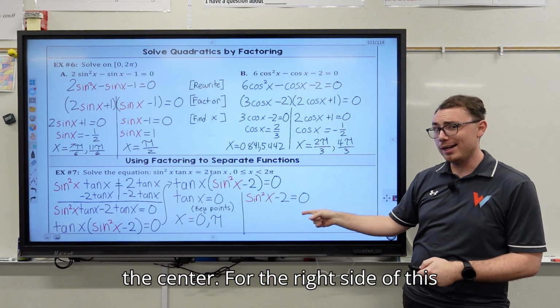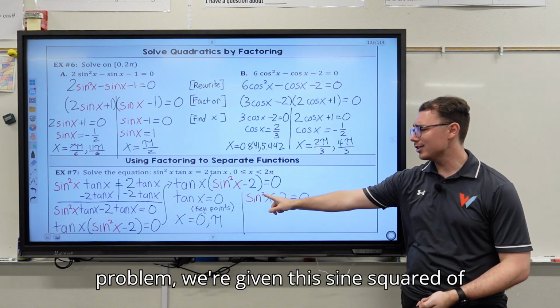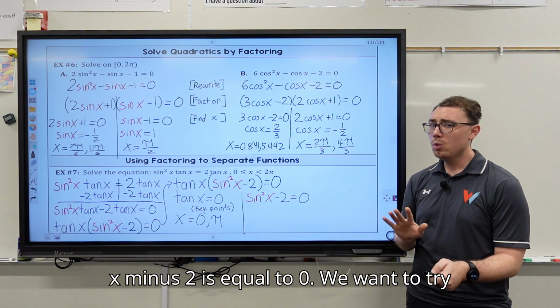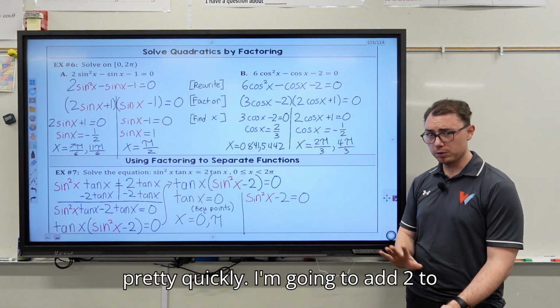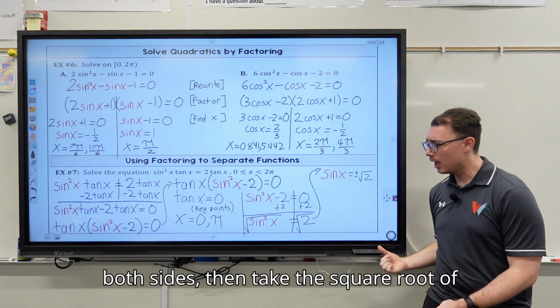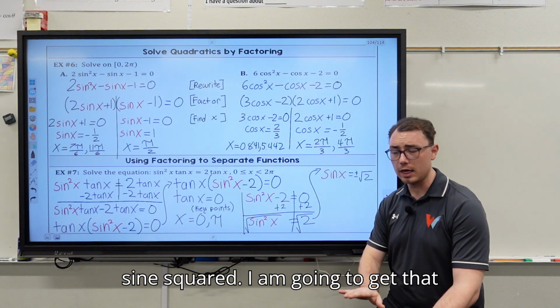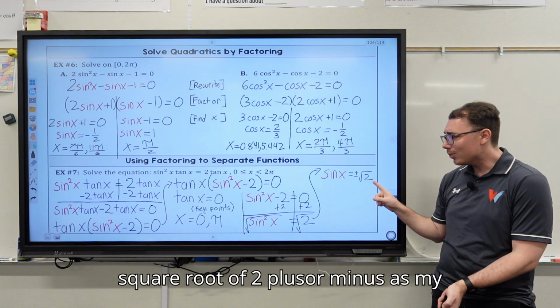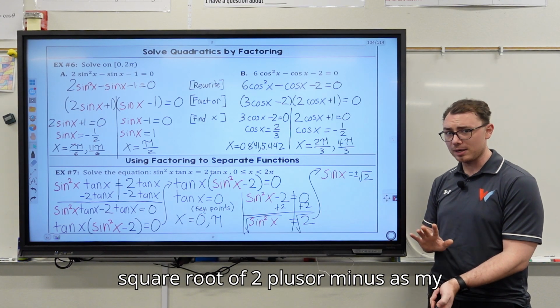For the right side of this problem, we're given sine squared of x minus 2 is equal to 0. We want to try and solve it out, so I'm going to do it pretty quickly. I'm going to add 2 to both sides, then take the square root of sine squared. I am going to get the square root of 2, plus or minus, as my answer.